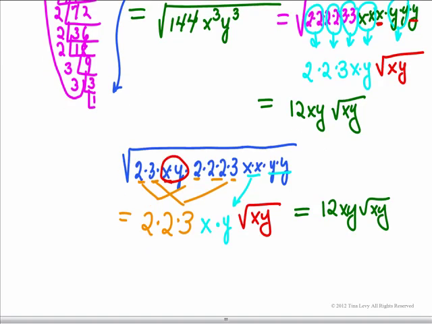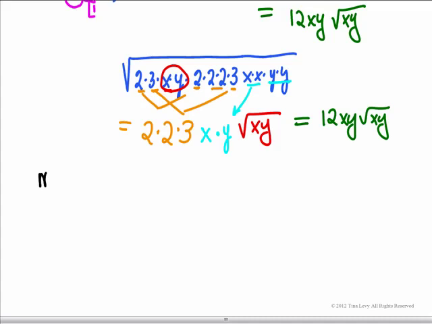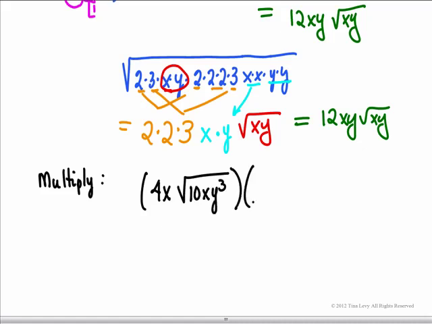We'll do another multiplication. So for example, suppose I have you multiply the radical expression 4x radical 10xy cubed times 3y radical 6x squared y.